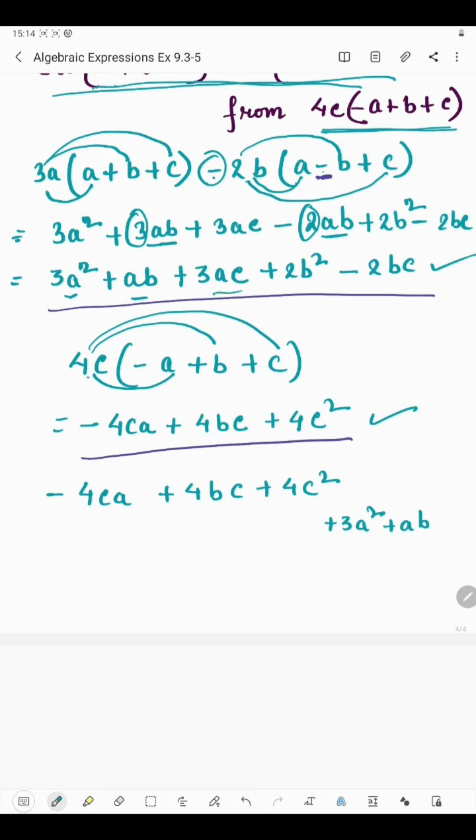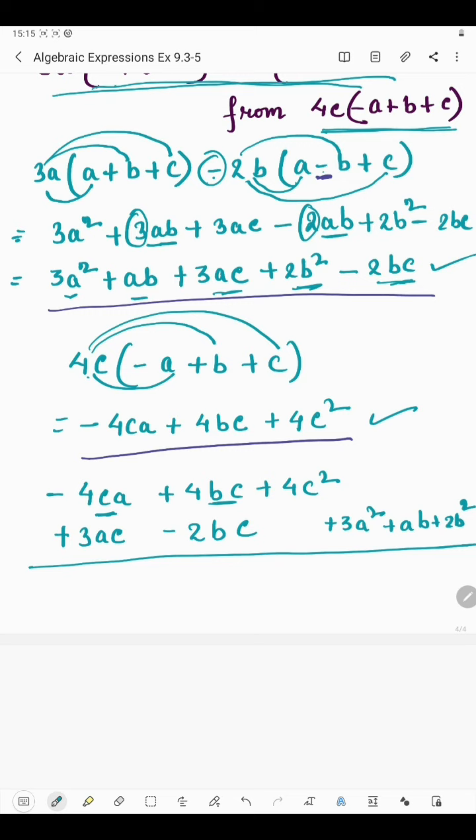AC term is present over here, right? So we'll put 3AC below minus 4AC. Now B square term is also not present, so we'll put at the end. And at last we have BC term is present over here, so we'll put below 4BC, and in front of this minus sign is there, so we have put minus sign.